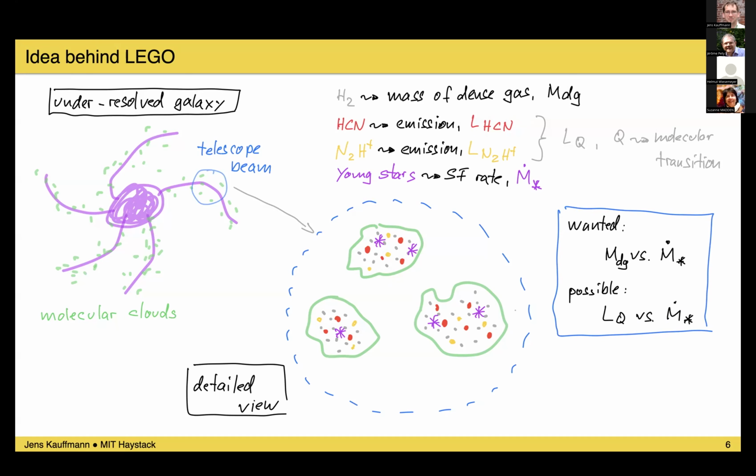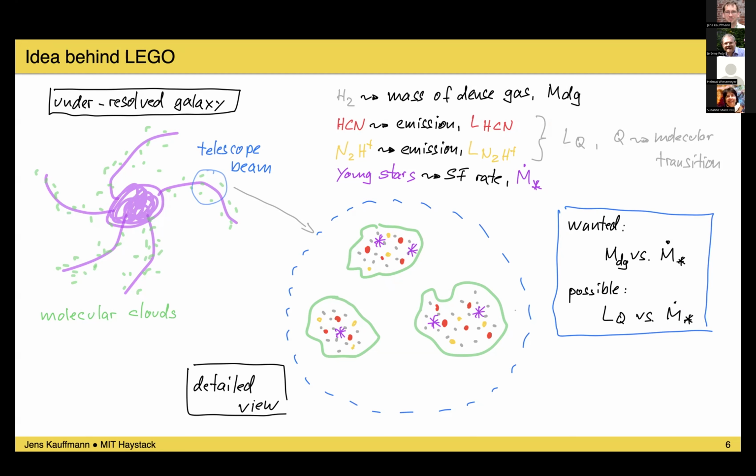Unfortunately, for that to work, you would need a direct measure of the mass of dense gas in other galaxies, and we don't really have that. So we can't really get this first thing that we really want, the relationship between the mass of dense gas and the star formation rate. What we can get is the relationship between line luminosities and the star formation rate.